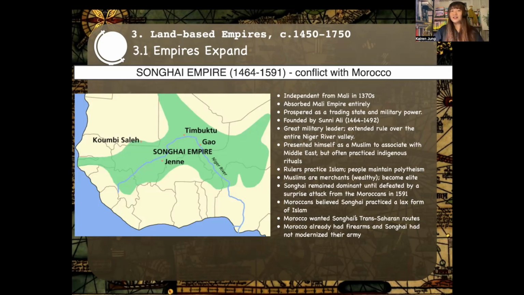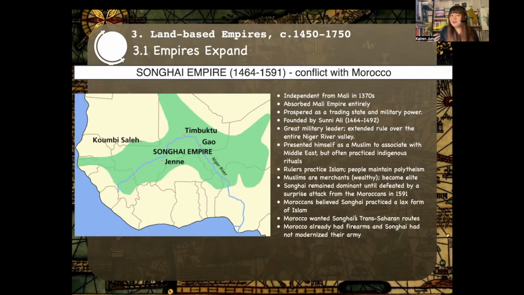Let's take a closer look at the Songhai Empire's conflict with Morocco in this context. The Songhai Empire achieved independence from Mali in the 1370s. They absorbed the Mali Empire entirely, prospering as a trading state and as a military power. Sunni Ali, the founder, was a great military leader, remember, and he presented himself as a Muslim but often practiced indigenous rituals himself. The rulers had practiced Islam, but the people had maintained polytheism. Remember. Now, the Muslims tend to be wealthy and they become elite.